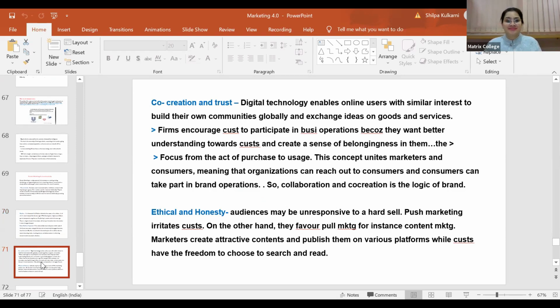and trust. So collaboration and co-creation is the logic of brand and branding, as it creates trust in consumers and retains them. And ethical honesty: sometimes the paid and owned media are not enough to attract customers, and audiences may be unresponsive to a hard sell. So pull marketing is many times effective. And it is important that content marketers should not trick people to get their attention.